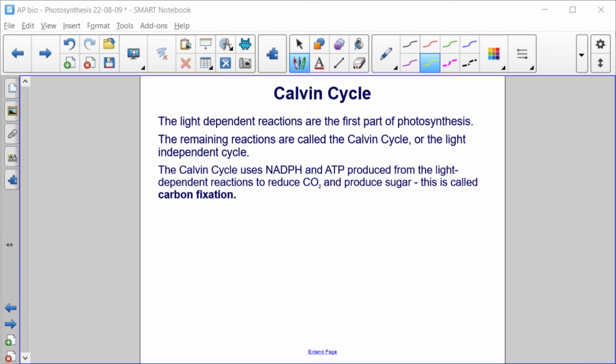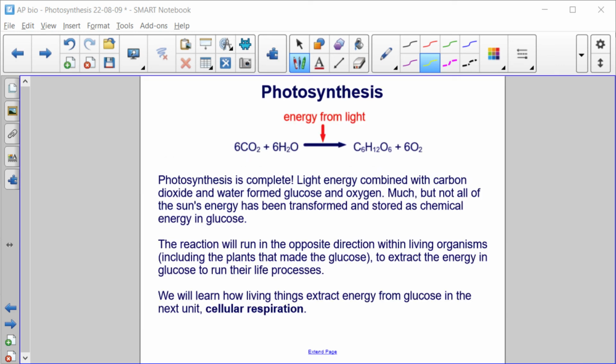The light-dependent reactions are the first part of photosynthesis. The remaining reactions are called the Calvin cycle or the light-independent cycle. The Calvin cycle uses NADPH and ATP produced from the light-dependent reactions to reduce carbon dioxide and produce sugar. This is called carbon fixation. At this point, photosynthesis is complete. Light energy combined with carbon dioxide and water formed glucose and oxygen. Much, but not all, of the sun's energy has been transformed and stored as chemical energy in glucose.